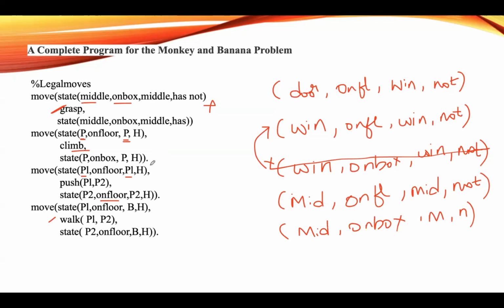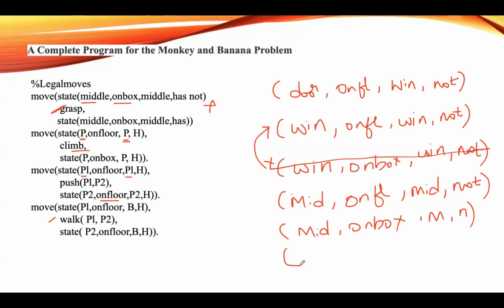So now you need to execute one more move here. Execute the grasp move, because we already executed walk, push and climb till now. So let us match this with grasp. Middle and middle, there is a match. Yes, on box, middle, middle. So there is a match with all these three components. As there is a match here with the grasp move, you can execute this move.